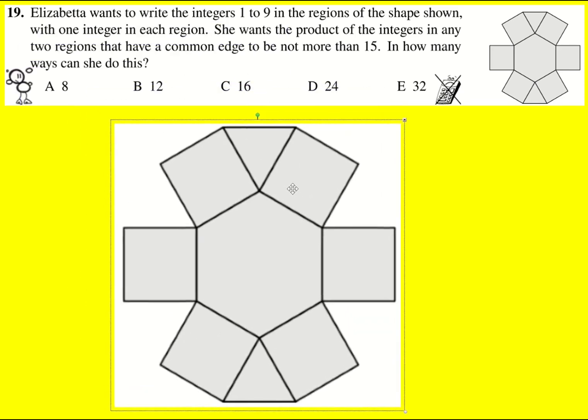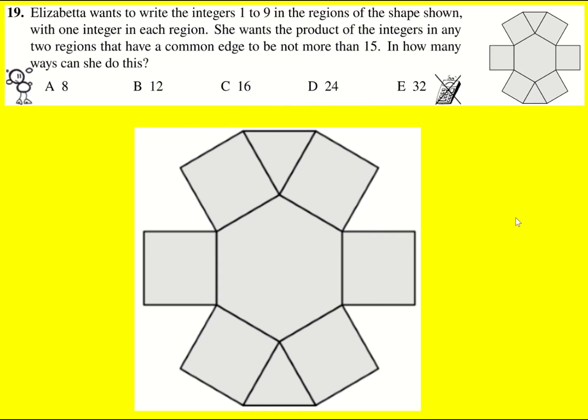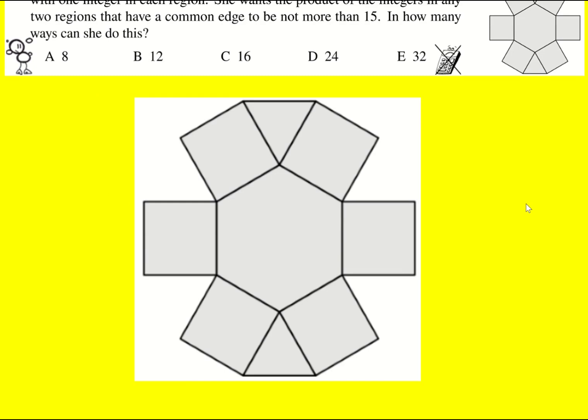Elisabetta has found this interesting scenario where we're trying to fit the numbers 1 to 9 into these regions, but we can't have the product of any two integers that share a common edge be more than 15. So let's have a think about this. First of all, let's start with the largest number, 9.